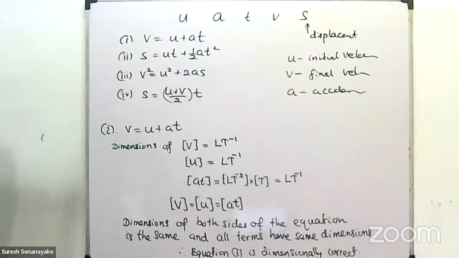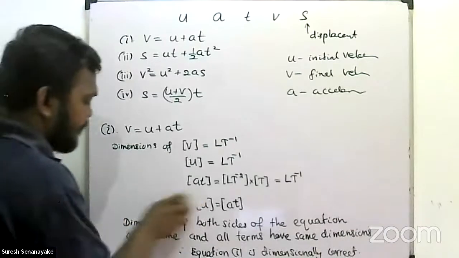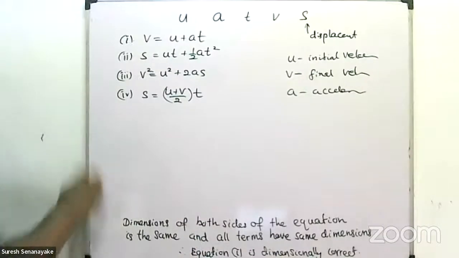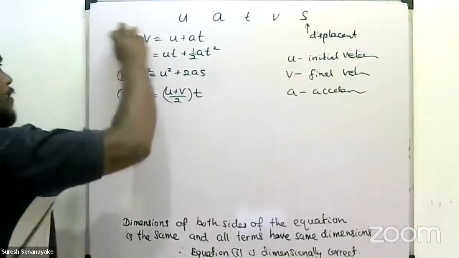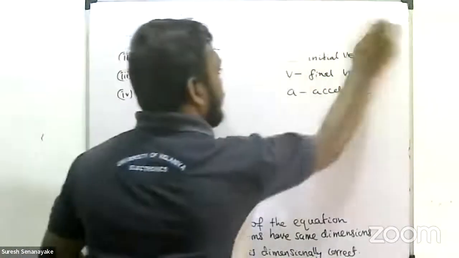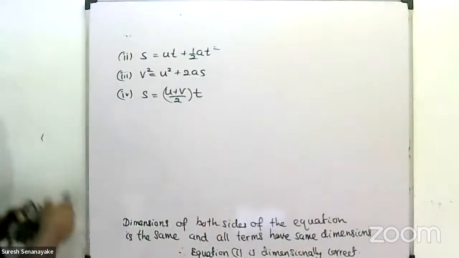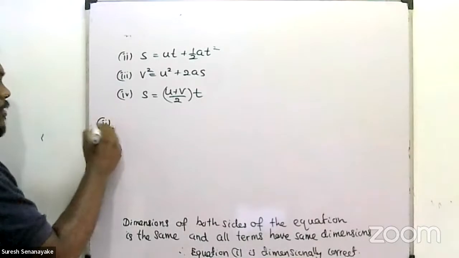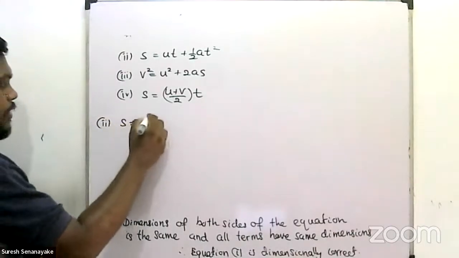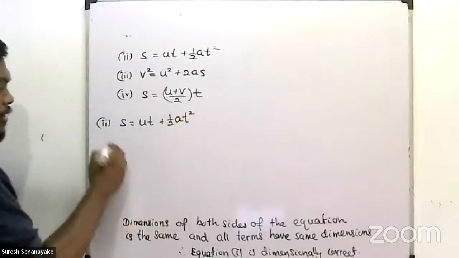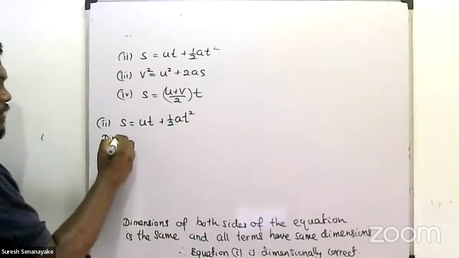Here, I'll take the second equation then. Second one, consider s equals ut plus half at square. I'm considering the dimensions of these terms.